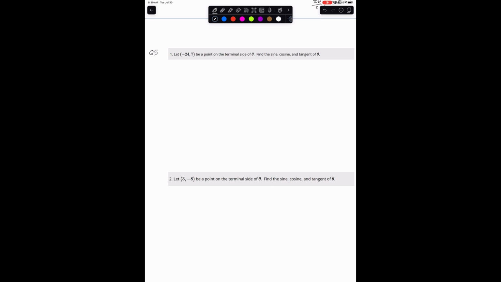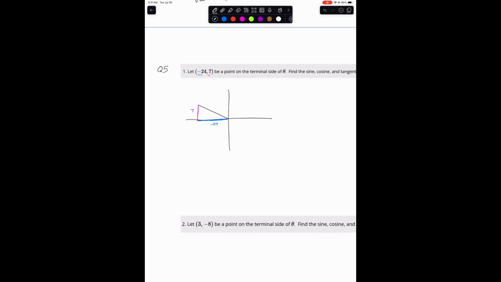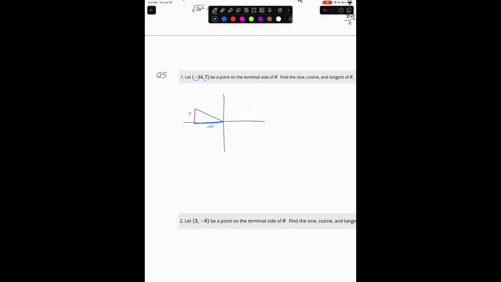Okay, so that means on our graph, we go negative 24 to the left. We go negative 24 over here. And then we go 7 up. And that's our triangle. I can draw a better line. Here, I'm going to cheat a bit. There we go. Okay, now this is the terminal side of theta.